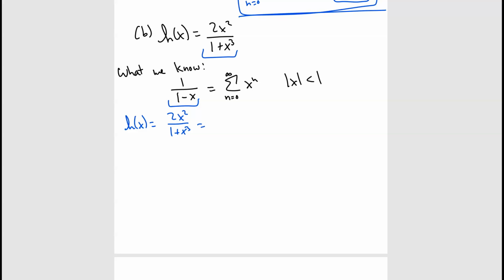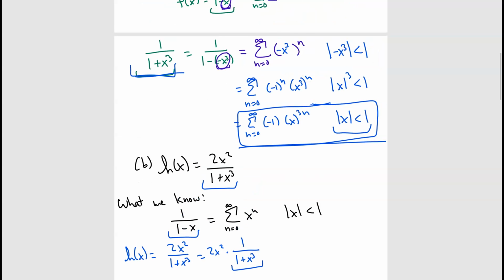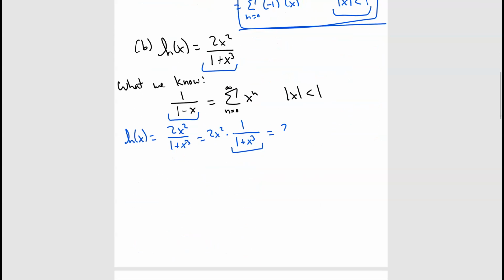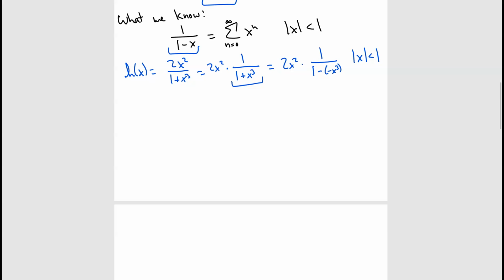Well, one thing that I can do, I can just put this on the side, 2x squared times 1 over 1 plus x cubed. Because I can put this over 1 and just multiply it, and that's what I get. So now this thing is just the original function that I just had up here. So this can just be written as 2x squared times 1 over 1 minus negative x cubed. Okay, and here we are providing that the absolute value of x is still less than 1.